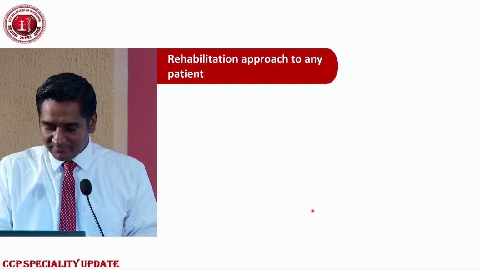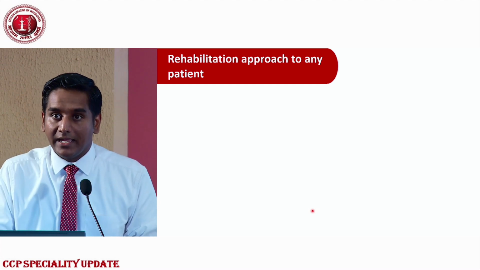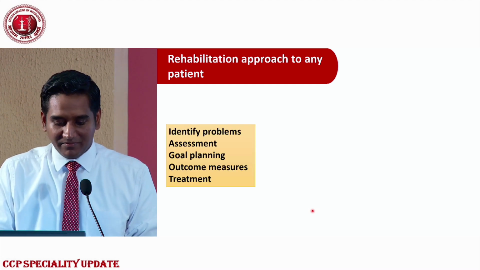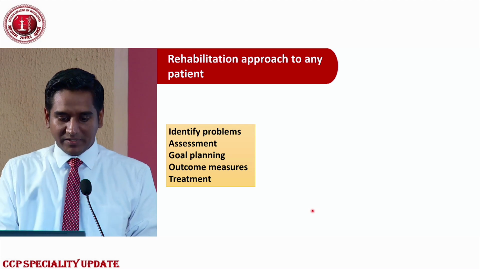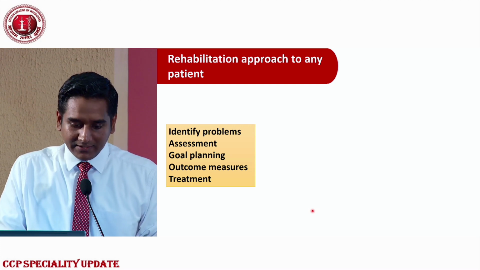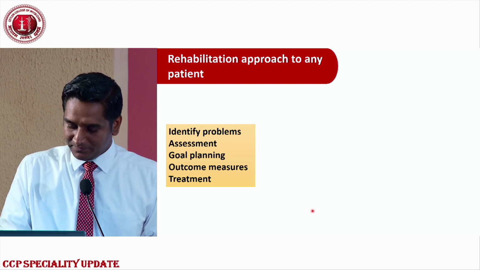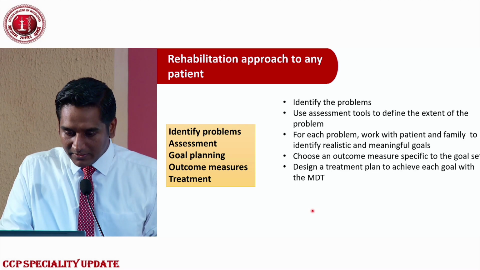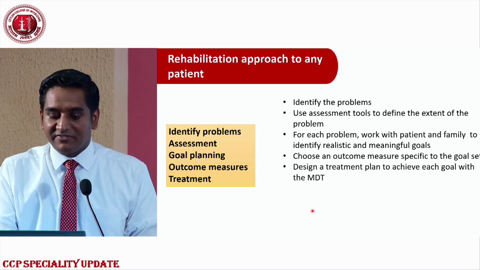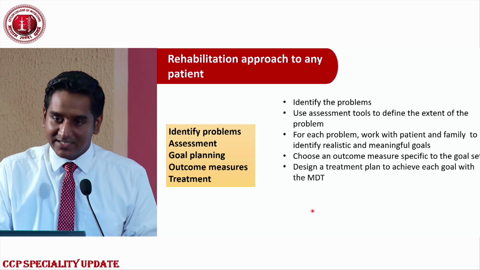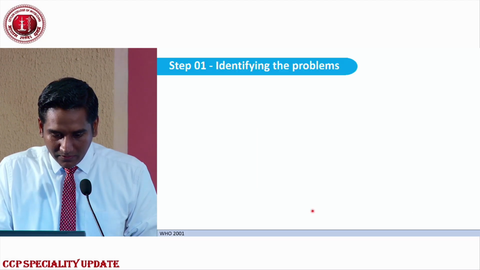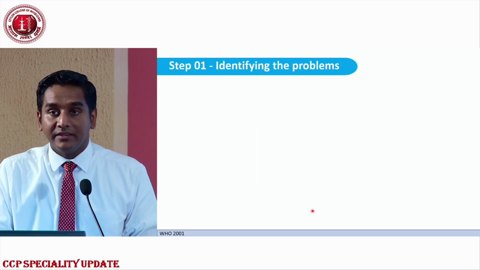Right, so what is the rehabilitation approach to any complex patient? I would like to divide it into 5 steps. First one would be to identify the problems, and then an assessment, goal planning, outcome measures, and treatment, or interventions rather. So we'll go through these 5 steps with our patient who has severe GBS, who's in ICU. Right, so step 1, identify the problems.